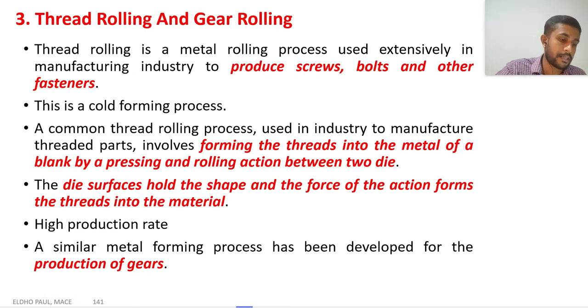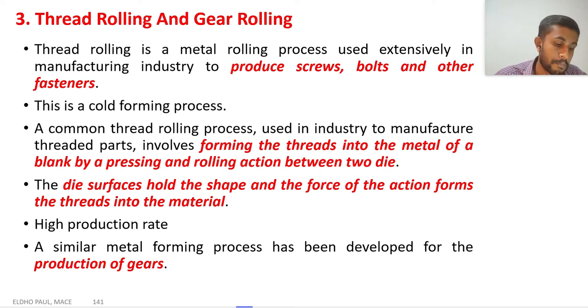This is a common thread rolling process used in industries to manufacture threaded parts. It involves forming the threads into the metal of a blank by pressing, and we already saw the dies pressing along with the rotation. It is pressing the blank with a rolling action between the two dies. The die surface holds the shape and the force of the action forms the thread in the blank material. It has a very high production rate. The main important advantage of this thread rolling process is that we can make threaded fasteners with a high production rate compared to machining operation.